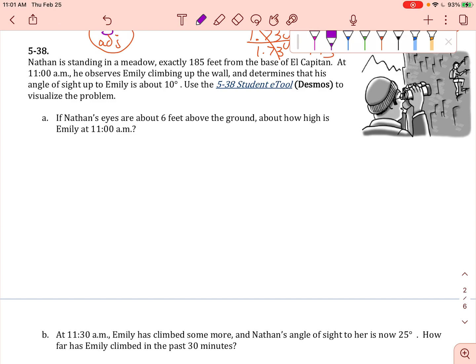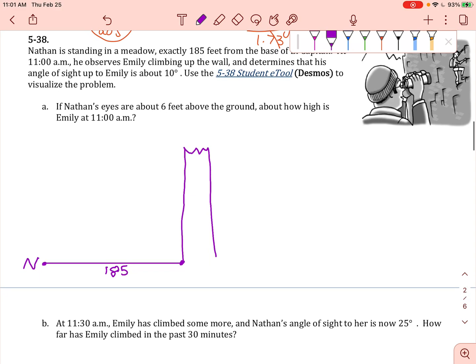So Nathan is standing in a meadow exactly 185 feet from the base of El Capitan. So here's Nathan, okay? He's standing 185 feet away from the base of El Capitan. Now remember, El Capitan is like this big cliff mountain range that we were working with, okay? At 11 a.m., he observed Emily climbing up the wall and determined that his angle of sight up to Emily is about 10 degrees.